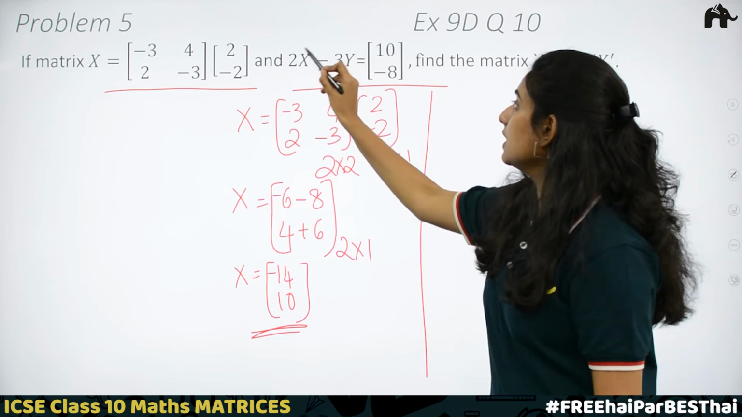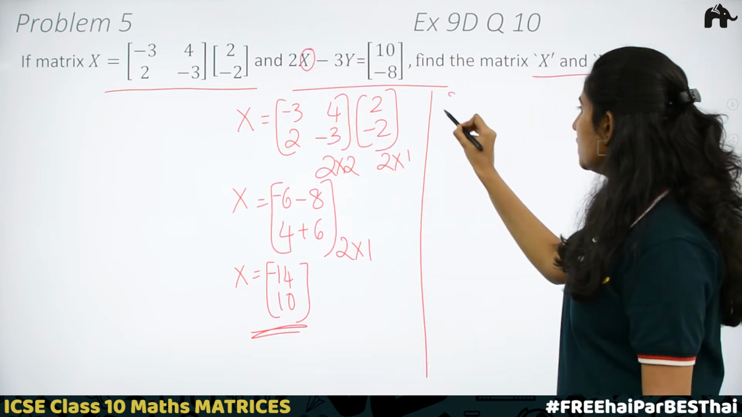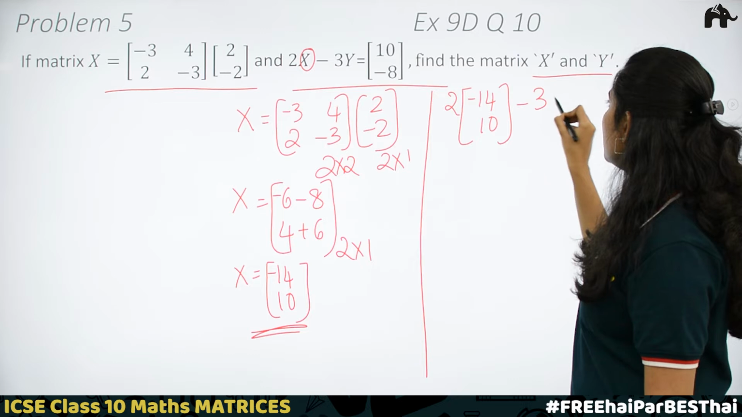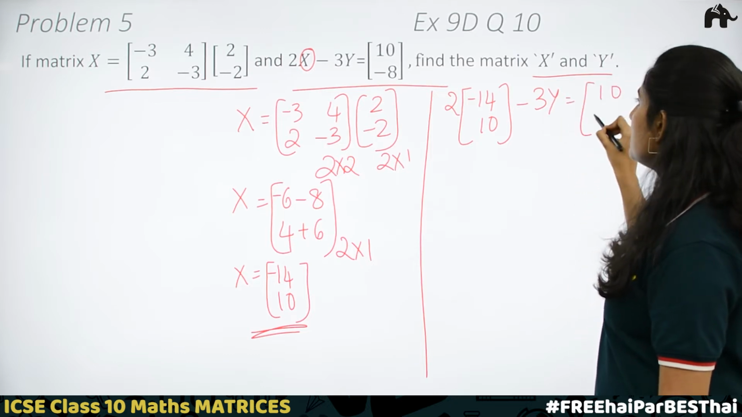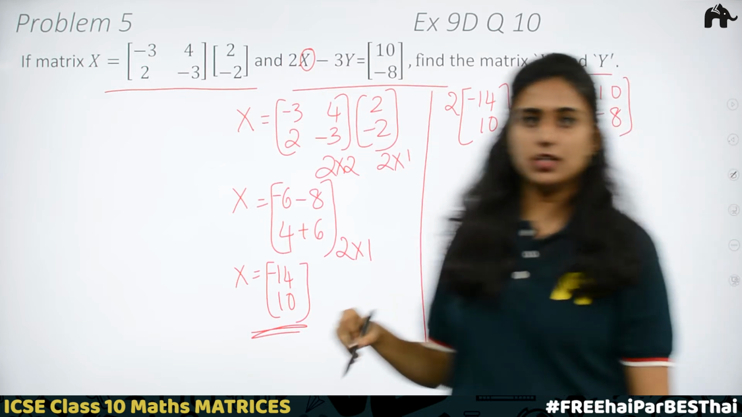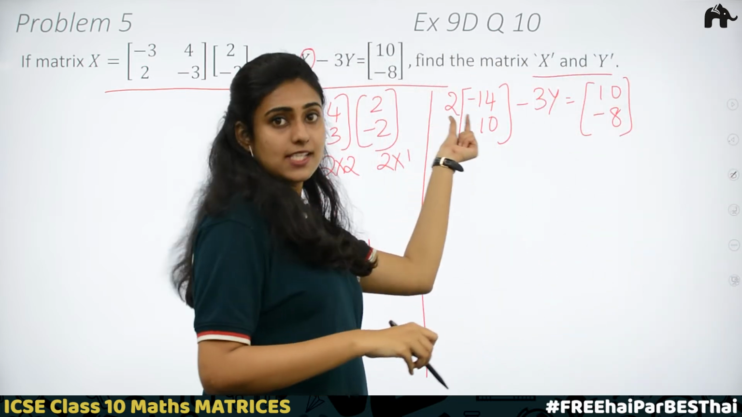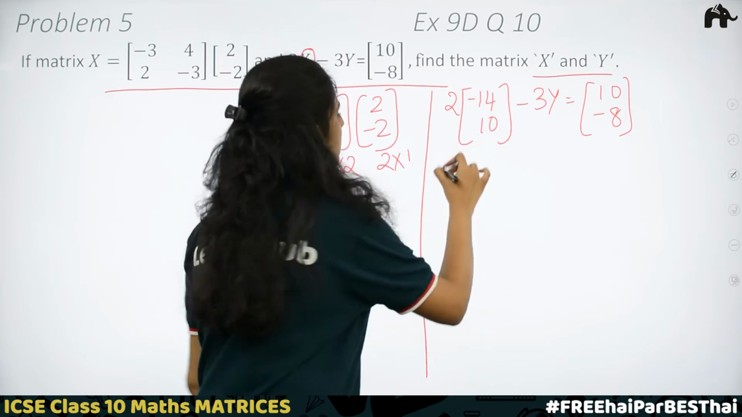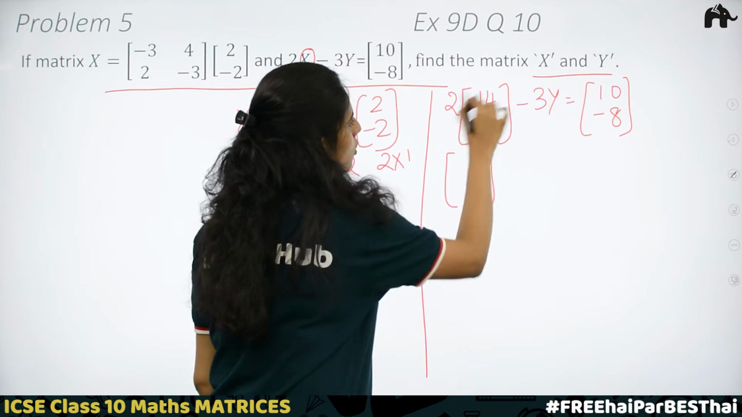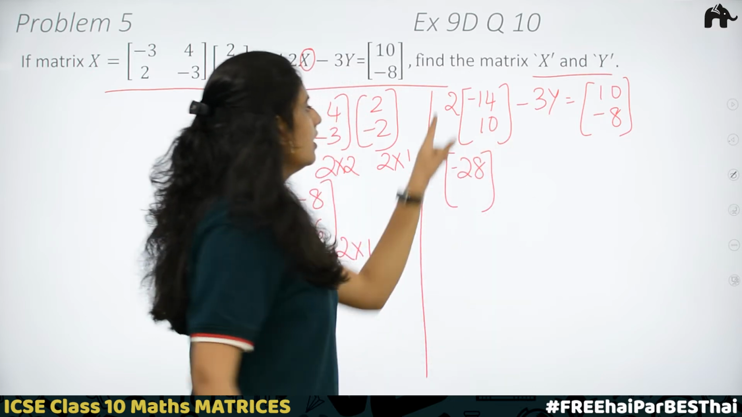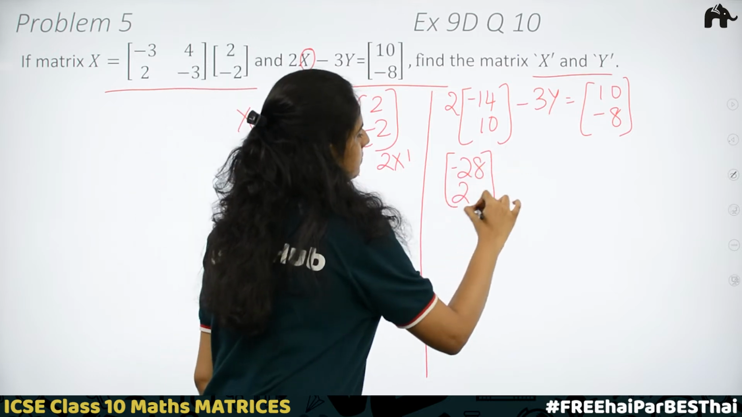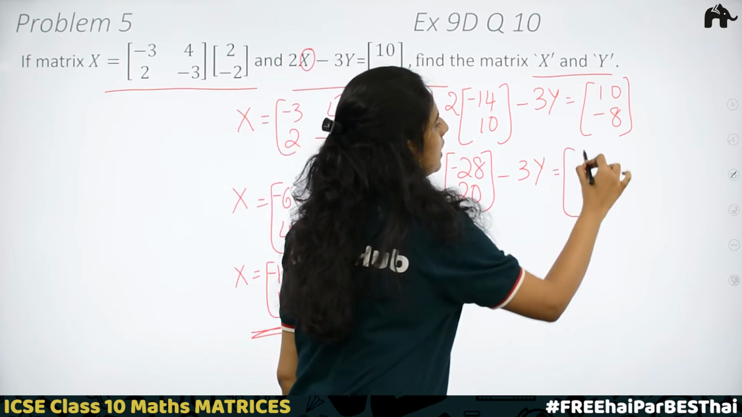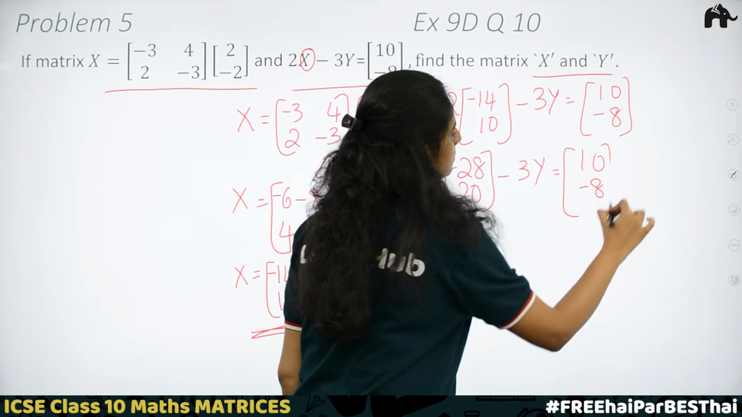Now, we will substitute in this place of X. 2 into minus 14, 10, minus 3y is equal to 10 minus 8. Okay. Here, 2 is a scalar and multiplying 2 with these elements of the matrix, we will be getting 2 into minus 14 minus 28, 2 into 10, 20, minus 3y is equal to 10 minus 8.